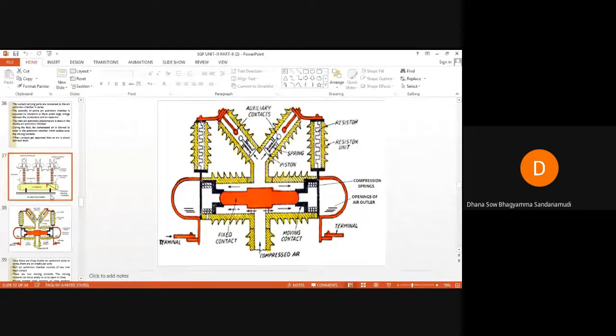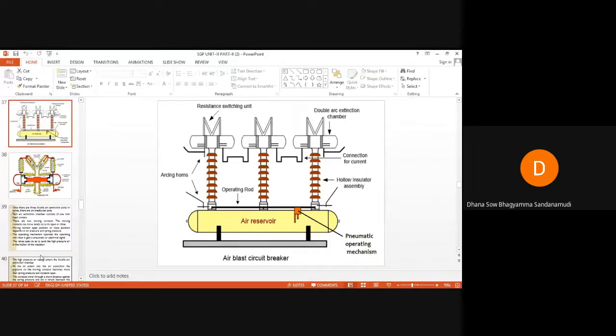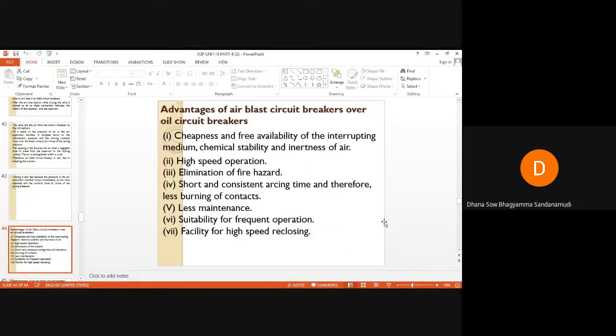As soon as these valves, which are opened to allow the compressed air into these hollow insulators, are closed, closing of the moving contacts also occurs very quickly due to the spring pressure. So this is about the operation of the air blast circuit breaker. I hope you have understood.